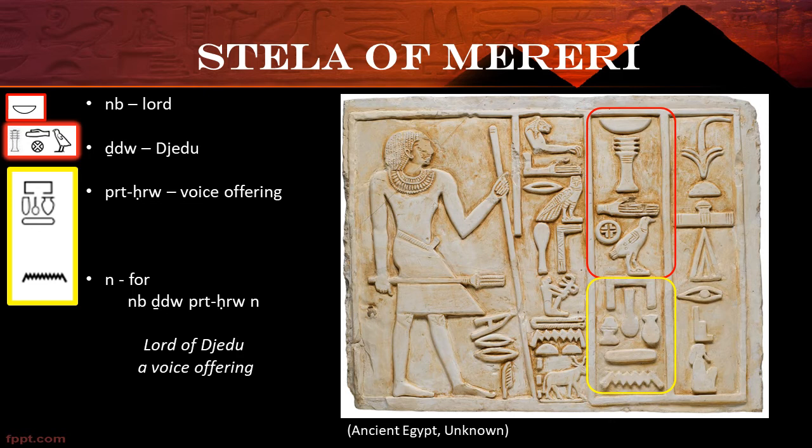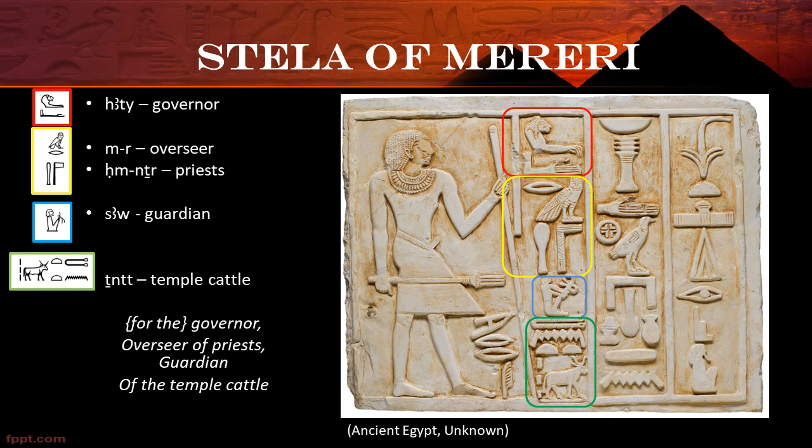Now we have the king giving an offering to Osiris, Lord of Djedu, a voice offering. So it's kind of combining with the first one. And then this last little squiggly line on the bottom, the water sign, is the letter N, but it's also used for the transitionary word "for." So the king gives an offering to Osiris, Lord of Djedu, a voice offering for someone. And that's where we're going to see exactly who the king is giving an offering to Osiris for.